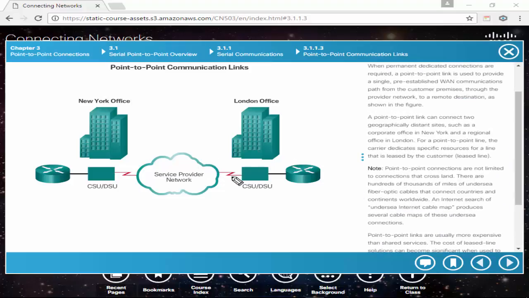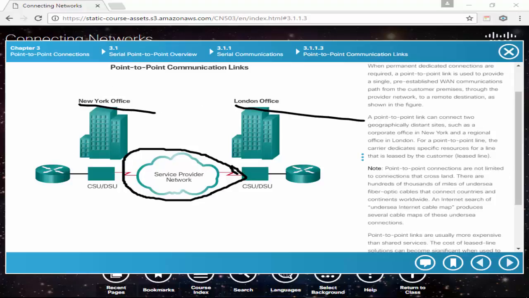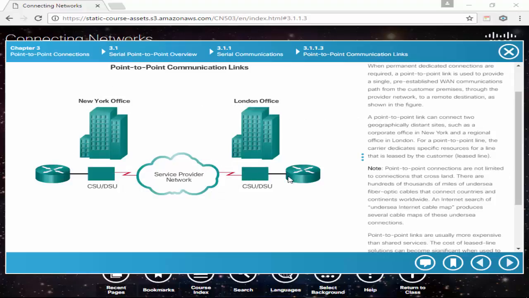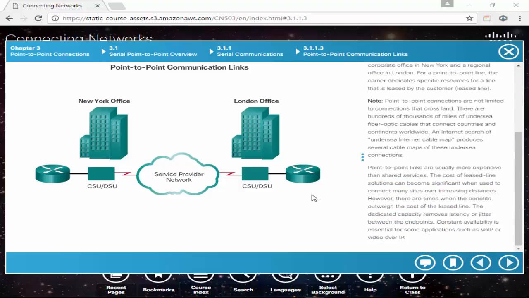So once again, we talked about this last chapter. These routers think they're directly connected even though they're going over a WAN, long distance, right? Like New York to London. That's a long ways. But these routers believe that they're connected through basically one switch. That's the beauty of these WAN connections.